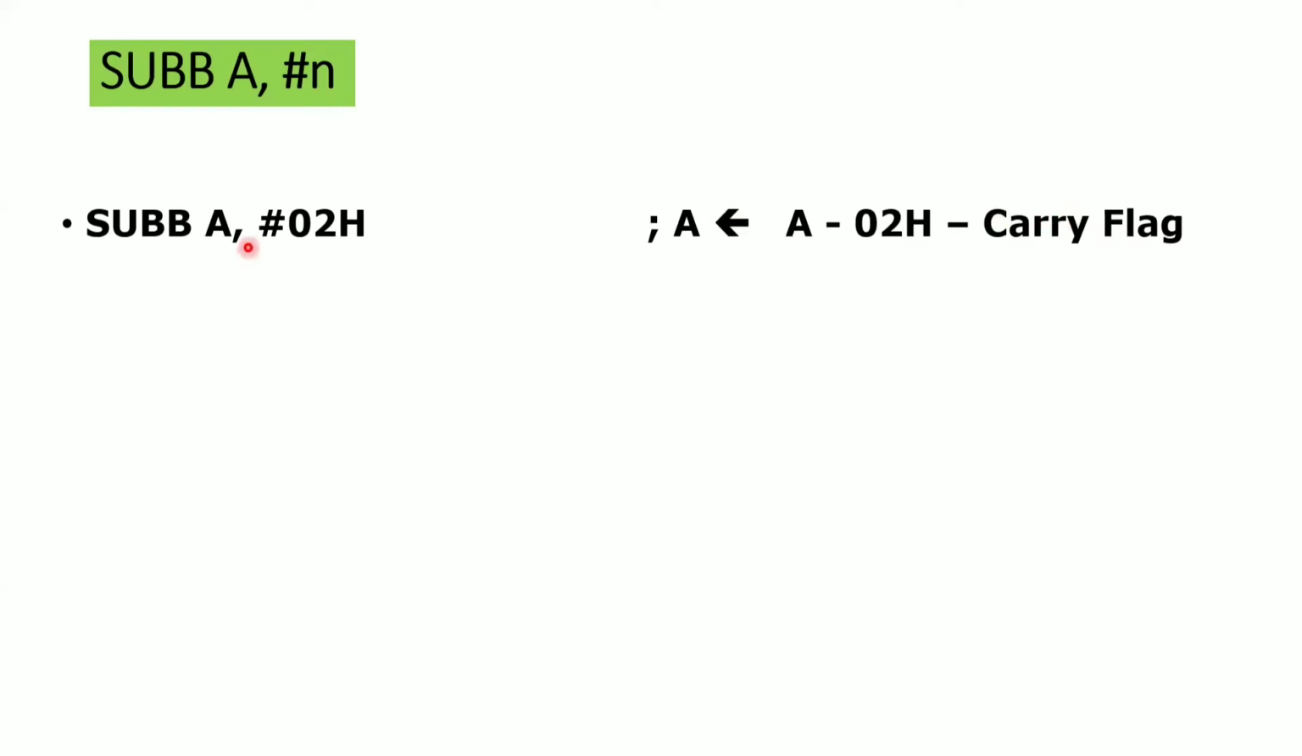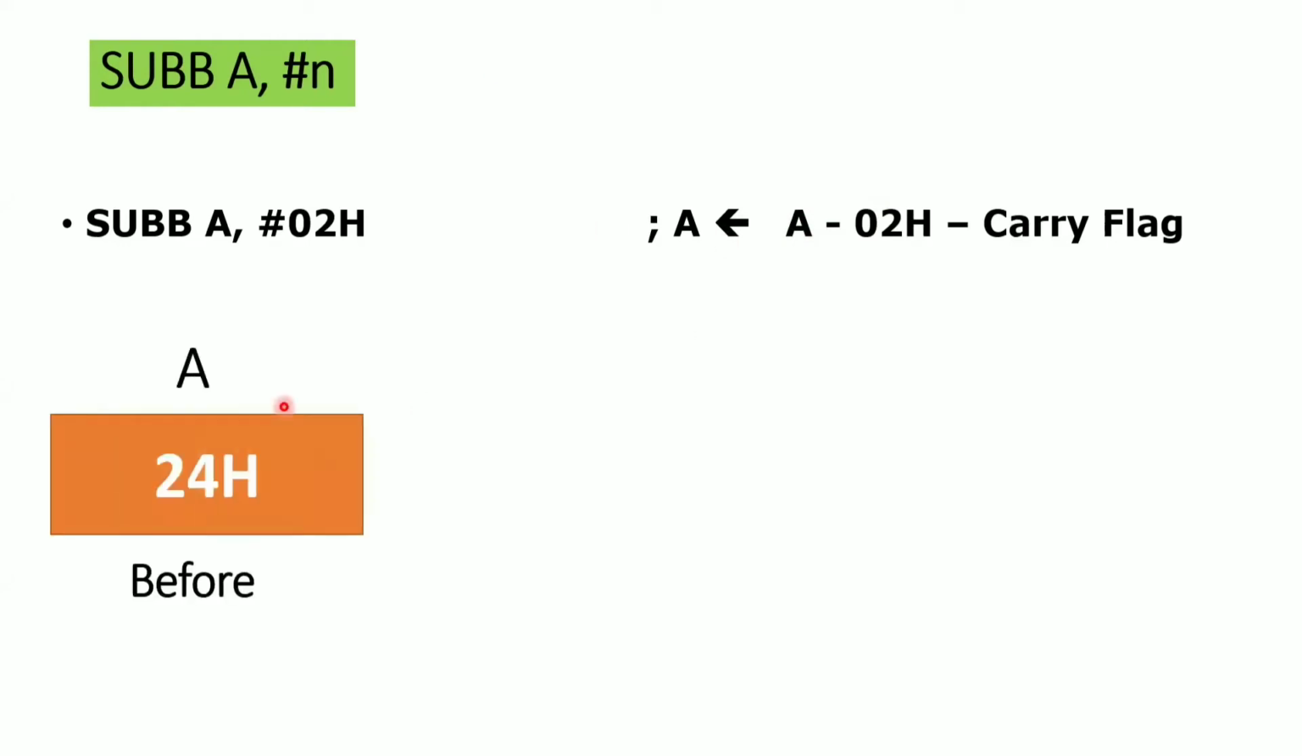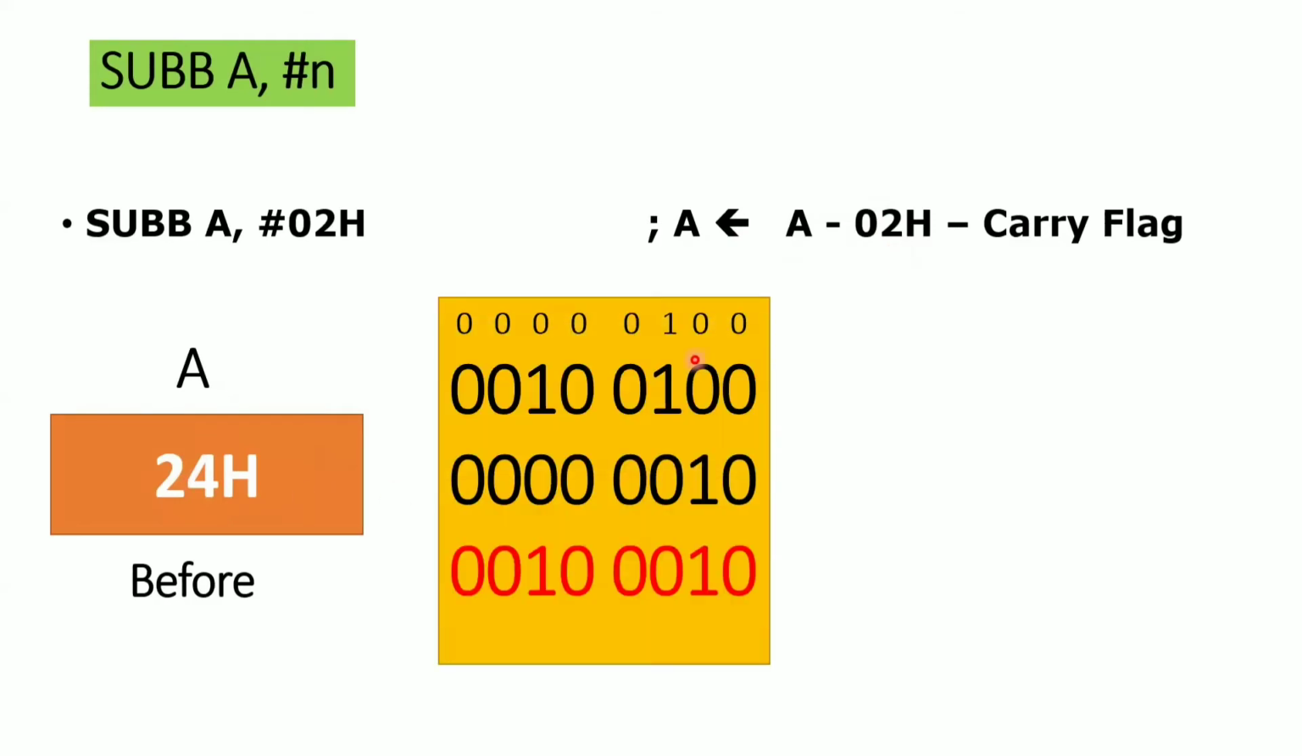Now whenever you want to perform subtraction on two numbers, you will use the instruction SUBB A, #02H. Then what does it mean? I'm subtracting the value 02 from the A register along with the carry flag, right? So this is simple to understand. Now let's take one example, and A is having 24H. After executing this instruction, what is the value of A? 22H.